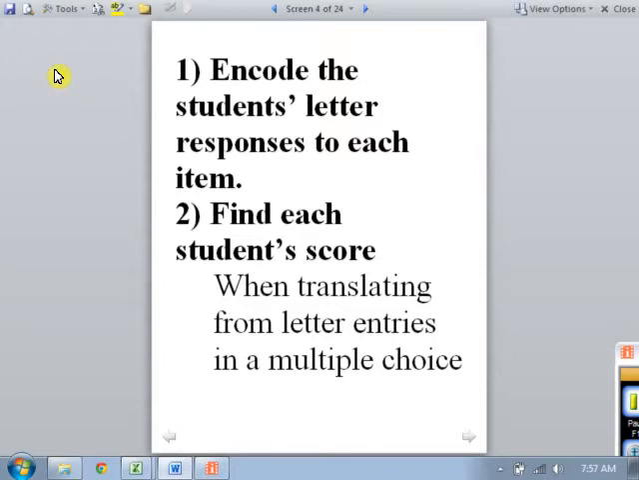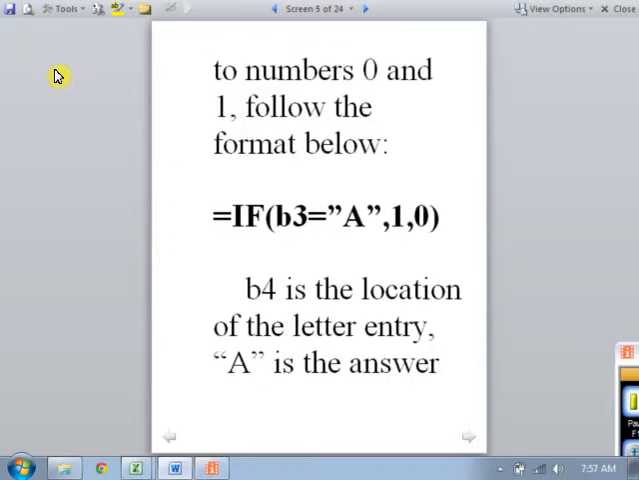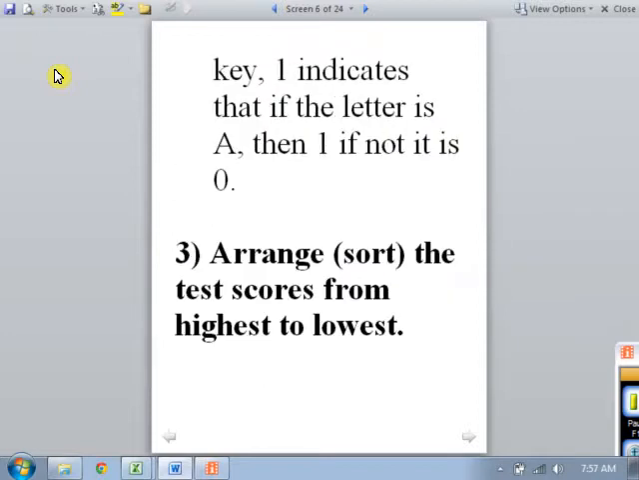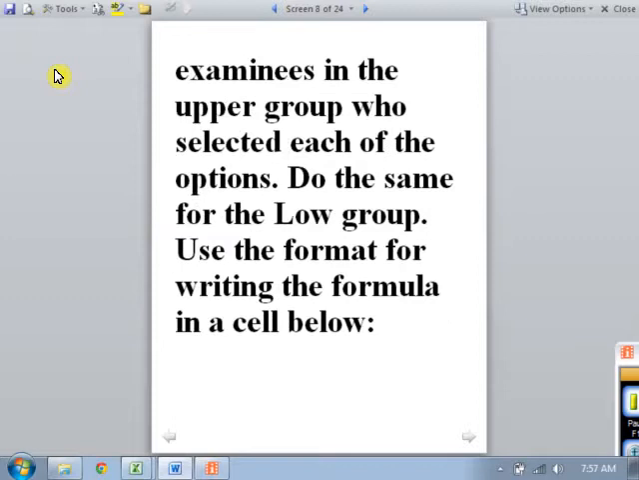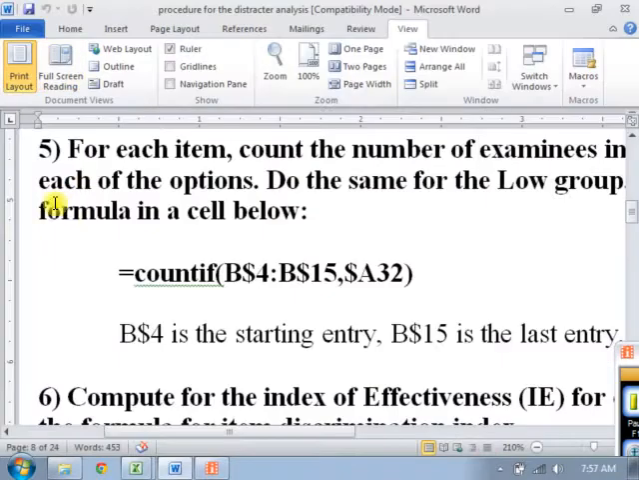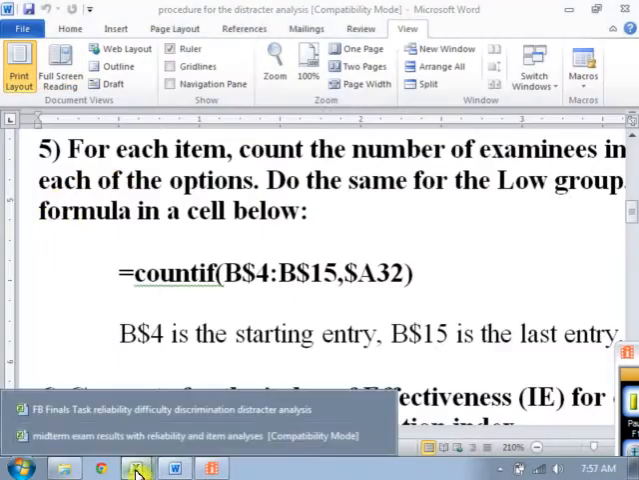Again, first, we encode the student's letter responses to each item and then we find the student score. So we will translate that. We will use your IF function, and then we will arrange the scores from highest to lowest, and then we select the criterion group, no? And then we will count. So we will do that. So what's the first step again?